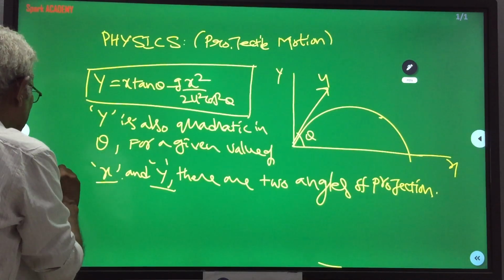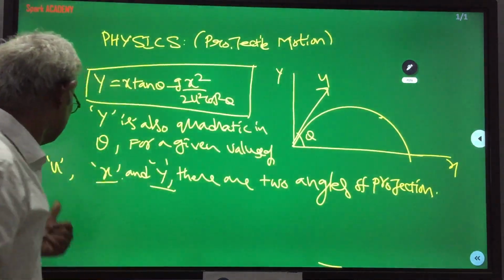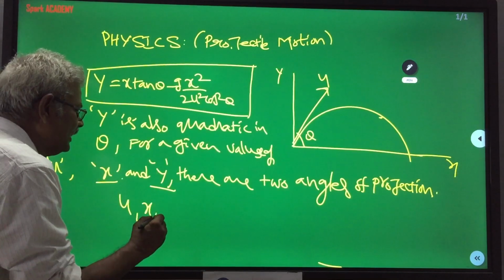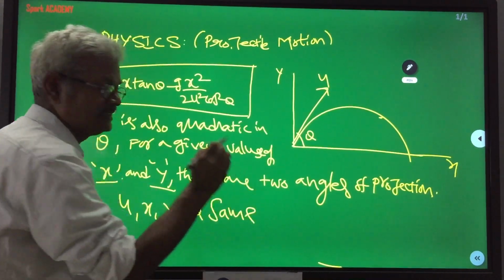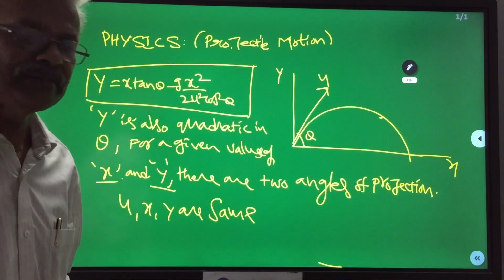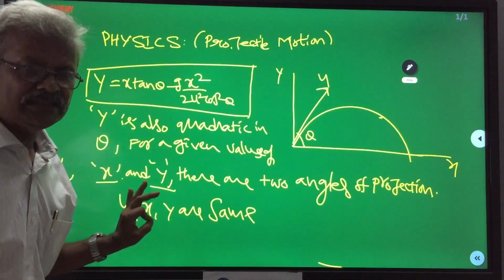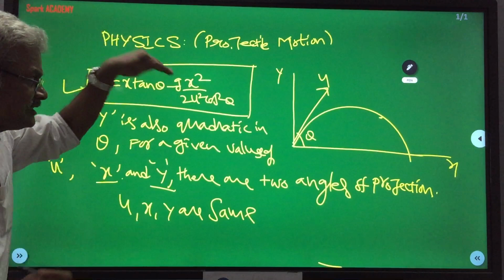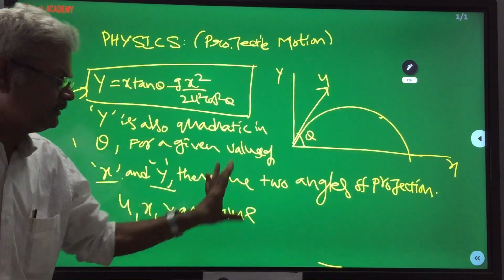For given values of u, x and y, that means u, x, y are not constant. You should say they are the same. Don't use the word constant here. Same. Clear? They are the same. Any doubt in this? Read this point, all of you. This equation we know, but what is its meaning? This is the meaning. Clear? Read this statement.